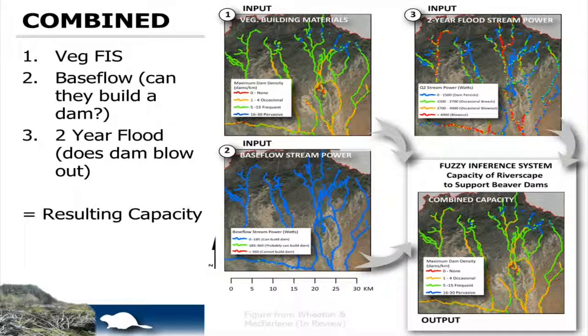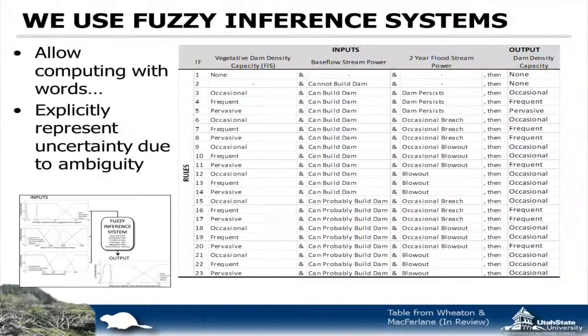We also combine that with a couple of other things, like base flow stream powers. The blue is where they can build a dam anywhere in this particular system at base flow, with very few little green or red places where it's limiting. Versus here, at floods, there are a few more red areas where the dams are likely to blow out, and we do that on the basis of stream power. Then we combine that with the original vegetation-only estimates, and predict areas where there shouldn't be any beaver dams, areas with occasional 1 to 4 dams per kilometer, frequent 5 to 15, or pervasive up to 40 dams per kilometer.